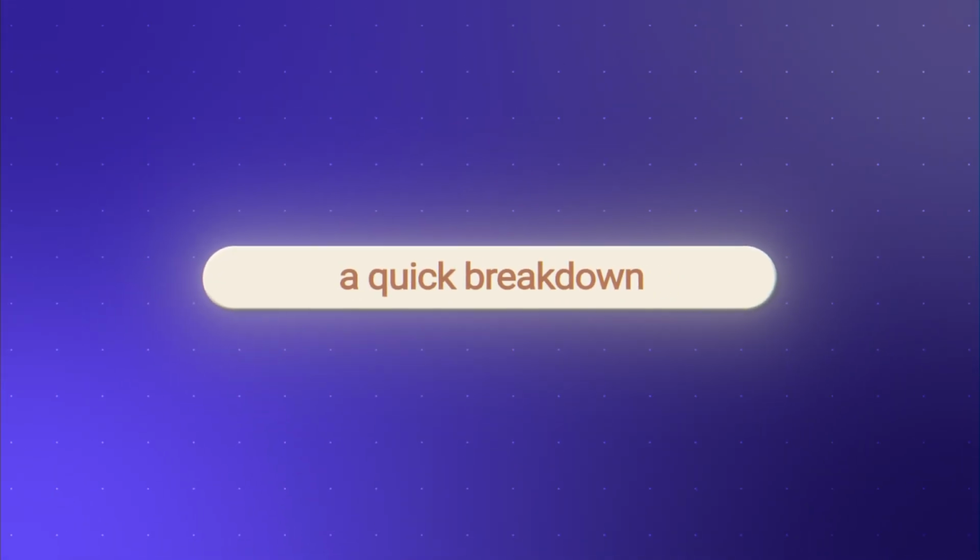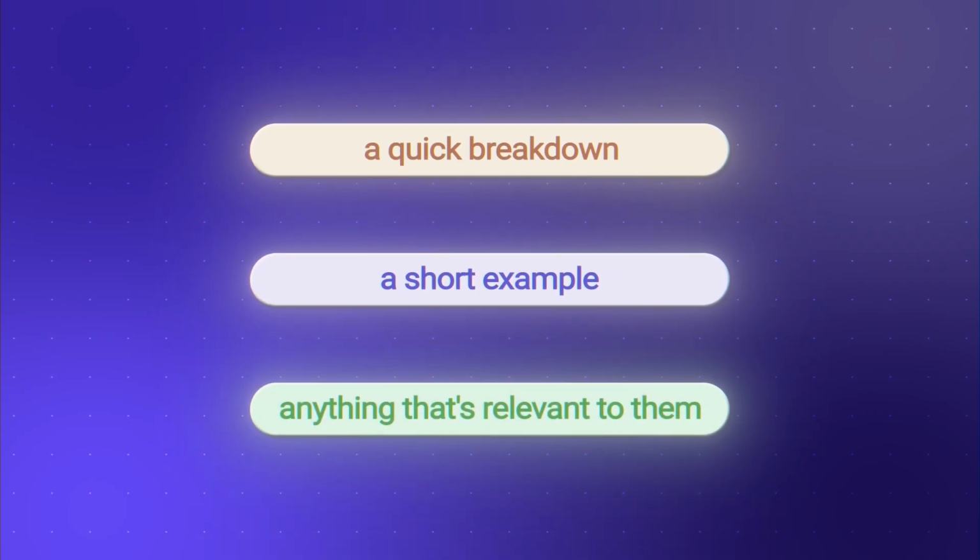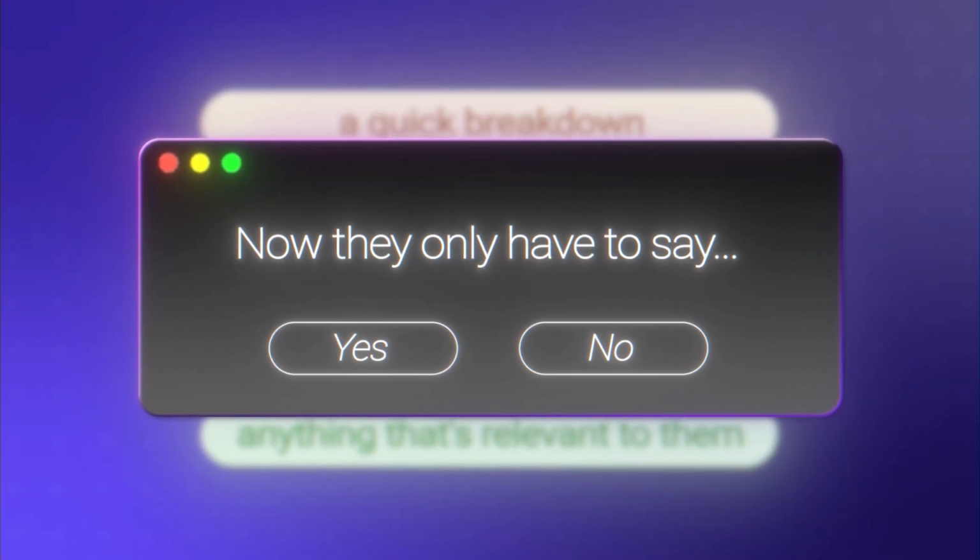So what you want to do is make the ask as small as you can. The smallest version is just asking if you can send something over, like a quick breakdown, a short example, or something that's relevant to them. Now they only have to say yes or no, with no calendar commitment, and this is key. So a lot more people are willing to start the conversation. For me, the version of this that works best is the one-word reply.